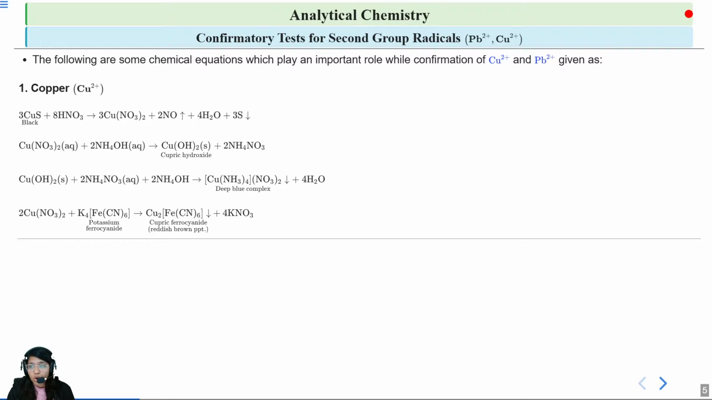So this reaction also demonstrates a double displacement process where copper ions combine with the ferrocyanide ion while potassium and nitrate ions remain in solution as potassium nitrate. The precipitate indicates that a new compound has formed. And what is the precipitate here? It is a cupric ferrocyanide compound, which is reddish brown in color, Cu2[Fe(CN)6]. So these are the confirmatory tests for detection of copper ions in the sample.